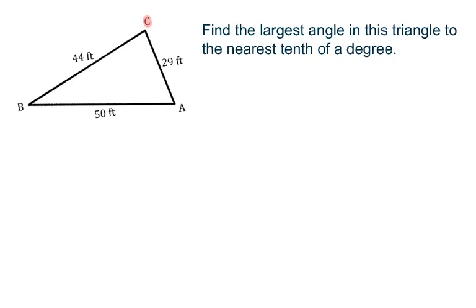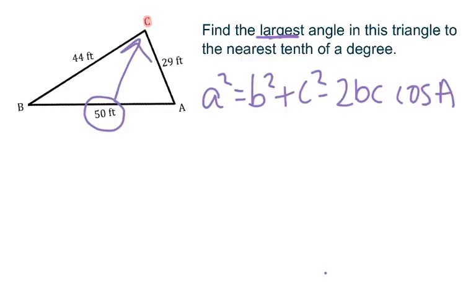Now, here's another situation where I have three sides and I'm asked to find the largest angle. I've already highlighted angle C because since 50 is the biggest side, the angle across from it must be the biggest angle. So I can still use the law of cosines here. Since I'm solving for angle C, it's kind of like the situation we had before.